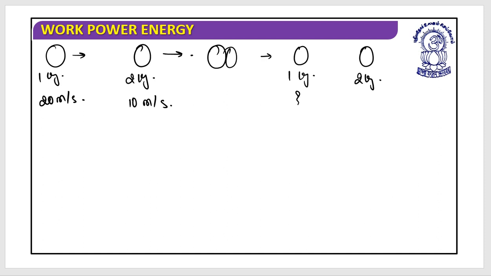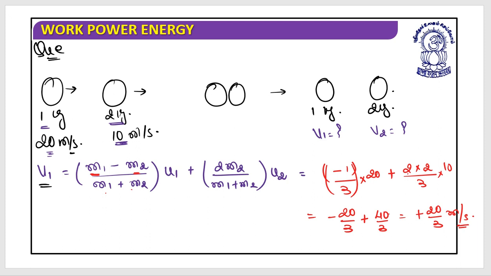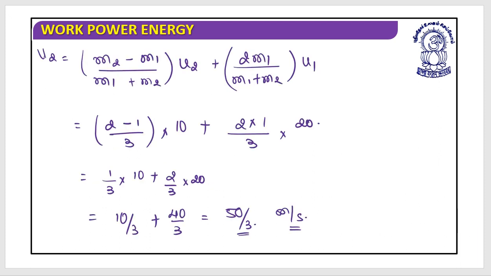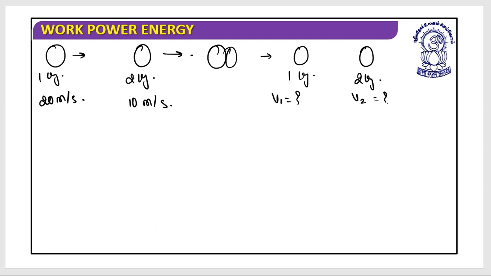What we don't know is their final velocity, which is required: v1 and v2. One approach was to just remember the formula, apply the formula, calculate v1, calculate v2, and so on. Now the second approach, for the same question. They have given that this is an elastic collision.